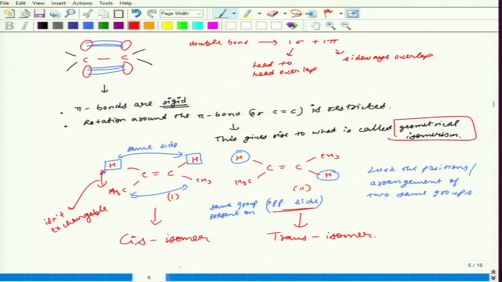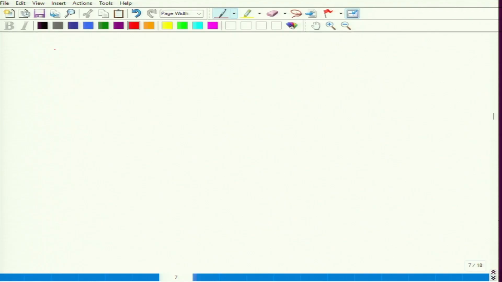Okay. So the two structures we have discussed are different. Why are these two structures different? Because of the restricted rotation over the pi bond, the C double bond C, due to which the two substituents attached are not exchangeable, and we get two different isomers. In the first one the two same groups are present on the same side. If they are on the same side, it is called cis isomer. If they are present on the opposite side, it will be known as trans isomer.